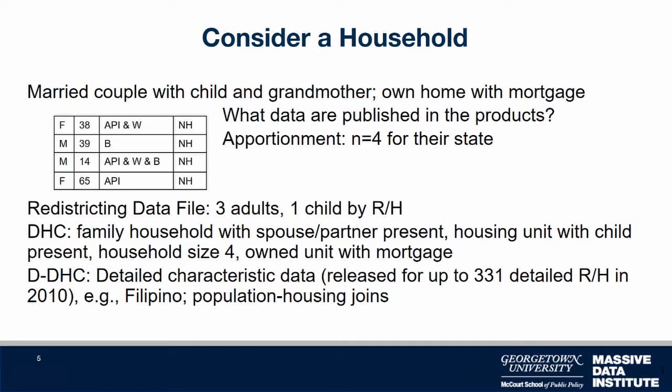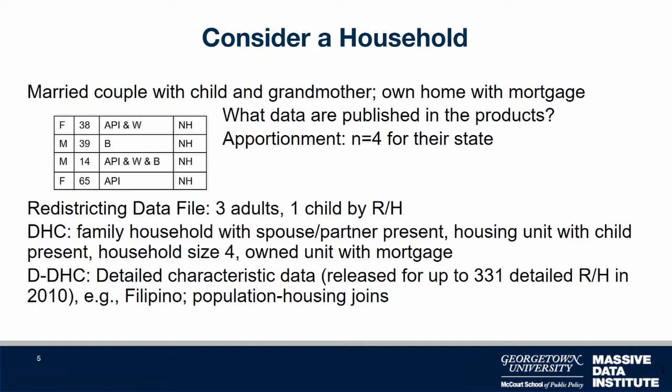origin. But when you get to the DHC, you're going to be releasing a lot more information. And within the different geographies that data are produced at, it's going to have information on their household size, the type of household, whether the housing unit was owned or rented, whether they have a mortgage.